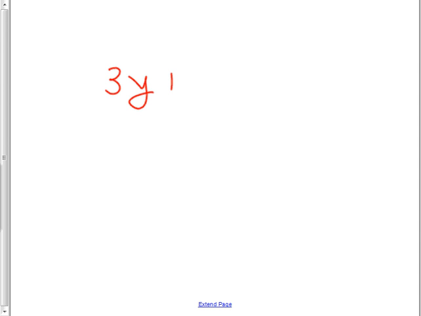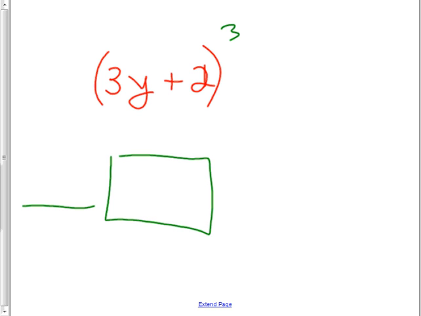3y plus 1. No, make it 2. 3y plus 2 to the third. I want to know what the second term is. The whole second term. The x, the y, actually there's no x's, the y, then the number from Pascal's triangle, or the number from the binomial theorem, whichever you'd rather do, and then multiply it all out. What is the whole second term? First term's too easy. What would the second term be?